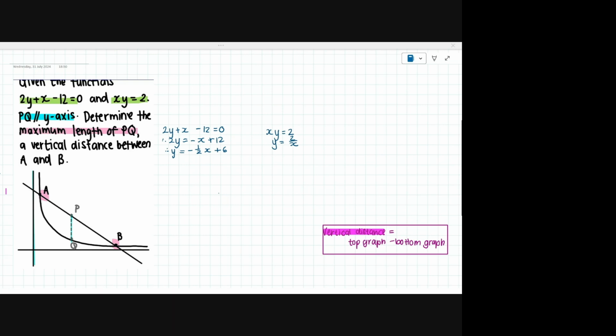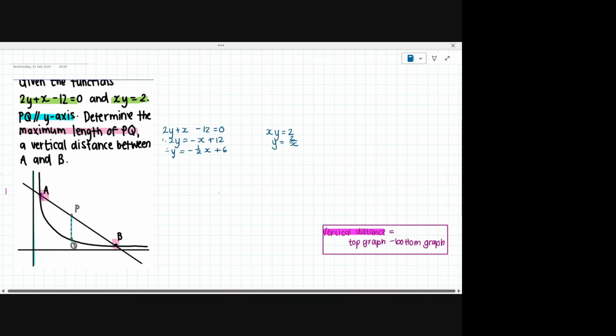Which graph is on top? Lorato? Ma'am, would it be the straight line graph?